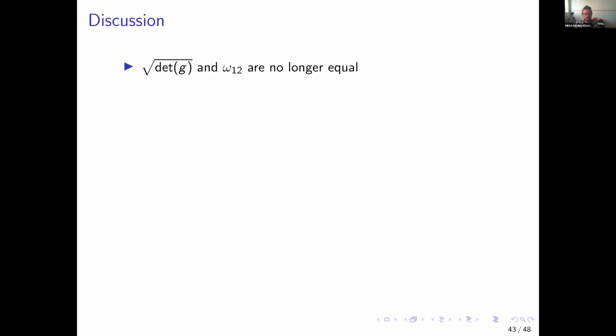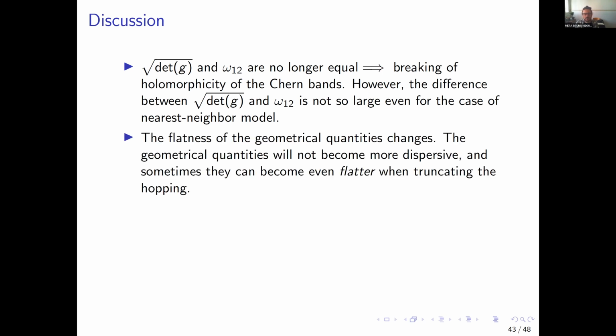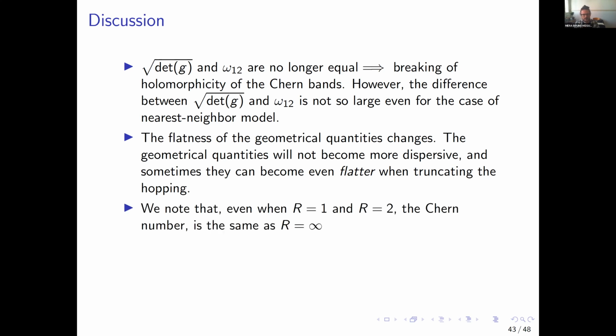But I should make a few comments. As soon as you truncate the hoppings, you break holomorphicity, because you need infinite range hoppings to get holomorphicity. However, the difference between the square root of the determinant and the symplectic form is not so large, even for nearest neighbor. So it's a good approximation. There's hope that you reproduce the same properties. Geometrical quantities will not become more dispersive, and sometimes they can even become flatter when truncating the hoppings. This is something which we found puzzling.